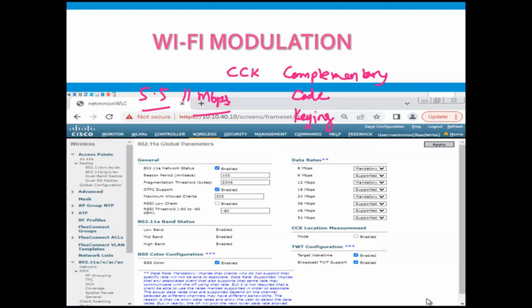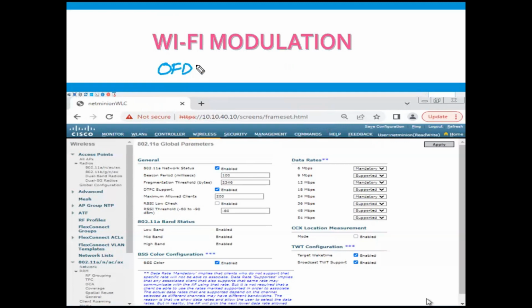But nowadays, the popular one, what is that? That is OFDM. You will hear these terms when you go into such discussions, or when you see the configuration of your wireless controller. OFDM is the modulation technique that is really widely used in modern wireless communications, including your A, G, N, AC, AX, 4G LTE, 5G, or digital television broadcasting.